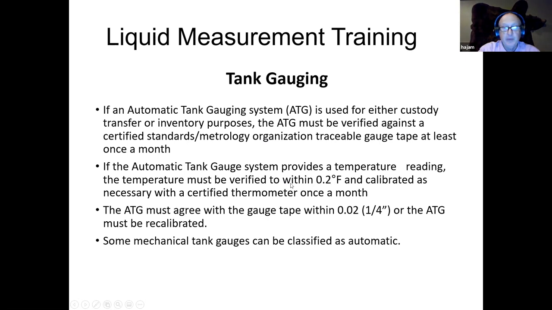So there's a process to do that as well. It's usually in the electronics. Again, someone has to climb the tank and make that temperature measurement to verify it against the automatic tank gauge temperature measurement. And typically you set an offset so that it matches your measurement in the tank. Also, automatic tank gauges, ATGs, must agree within 0.2 or 0.25 inch, or it must be recalibrated. So once again, we climb the tank, we gauge it with a certified tape, we come back down, we read the gauge on the automatic tank gauging system, and it must be within these tolerances, or it has to be recalibrated.